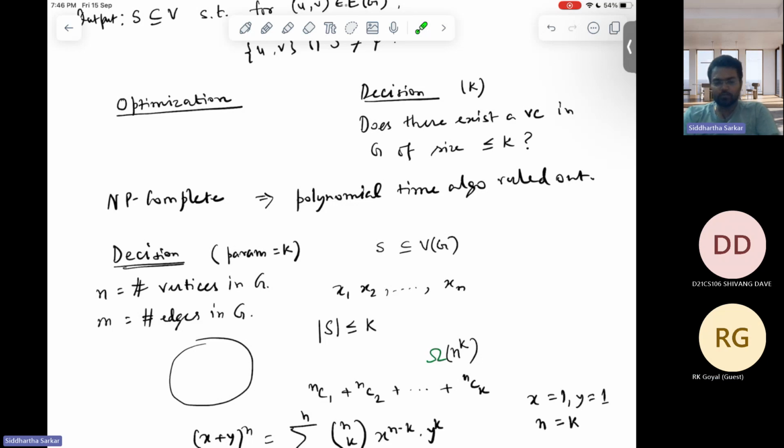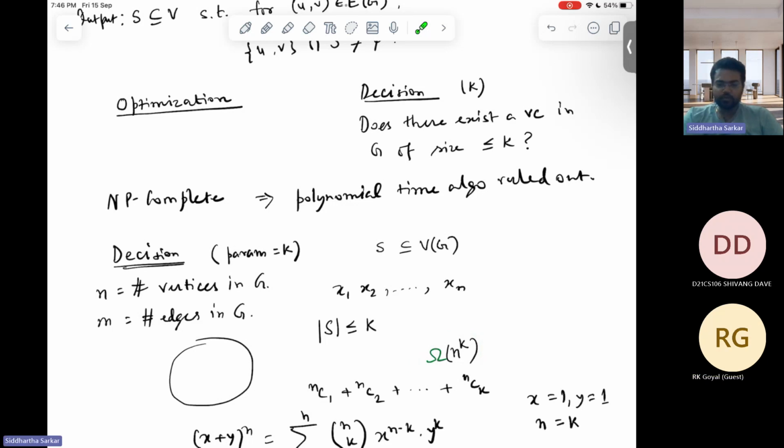So let's do it offline. Now, we are sure that the number of subsets of size at most k is at least n to the power k. So Omega of n to the power k, we can say. It's a lower bound. So the time we are going to spend if we use this brute force algorithm is not going to be any smaller than n to the power k. That is true.